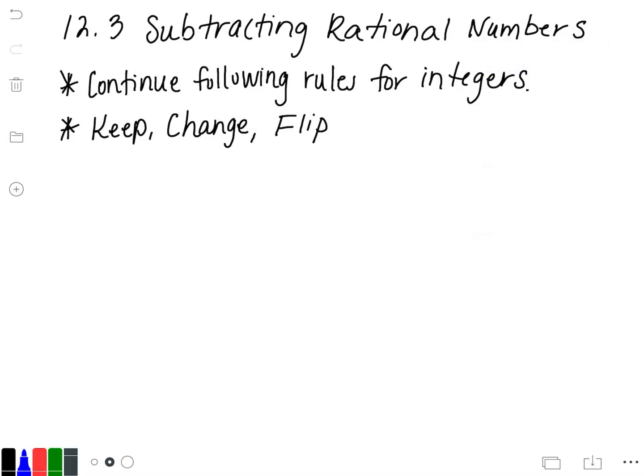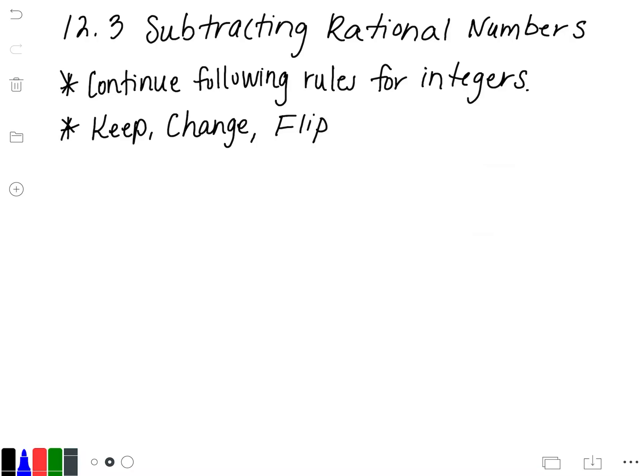This week we're focusing on 12.3, which is subtracting rational numbers. Last week we were adding rational numbers. And so you need to remember to continue to follow the rules for integers, which you learned a few weeks ago, and I'll remind you again right here. And so that rule when you're subtracting is keep, change, flip.